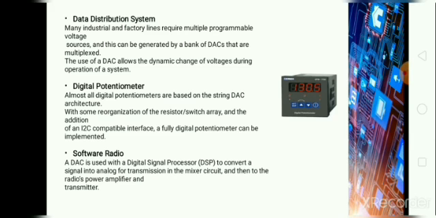Digital potentiometer. Almost all digital potentiometers are based on the string DAC architecture. With some reorganization of the resistors and switch array, and the addition of an I2C compatible interface, a fully digital potentiometer can be implemented. Software radio. A DAC is used with a digital signal processor to convert a signal into analog for transmission in the mixer circuit and then to the radio power amplifier and transmitter.